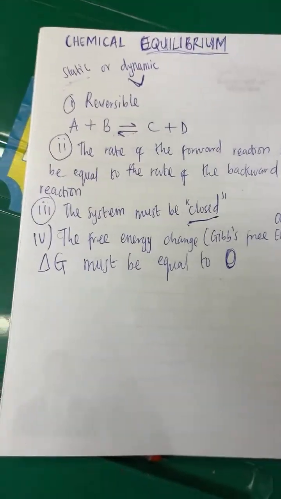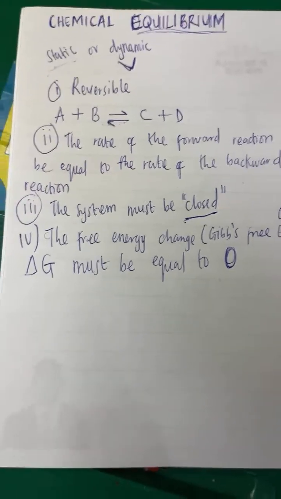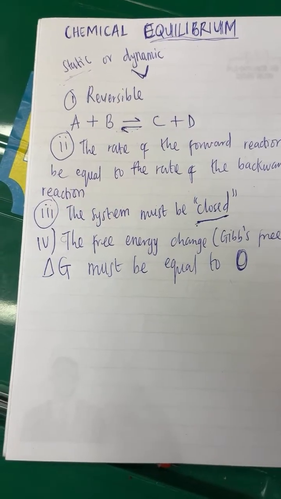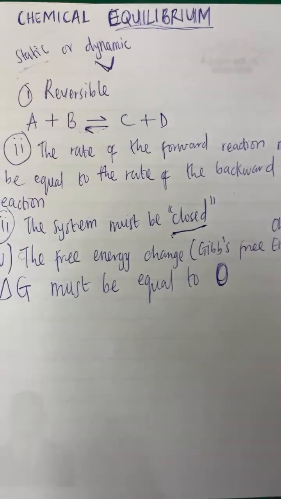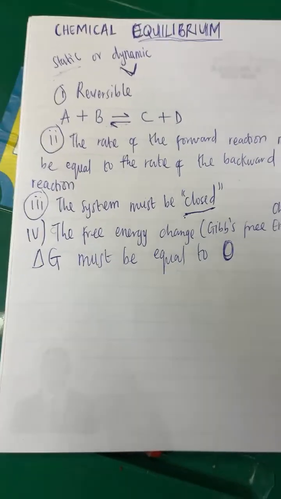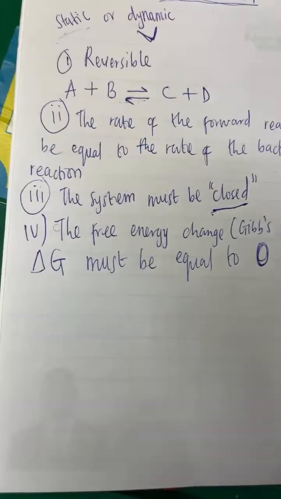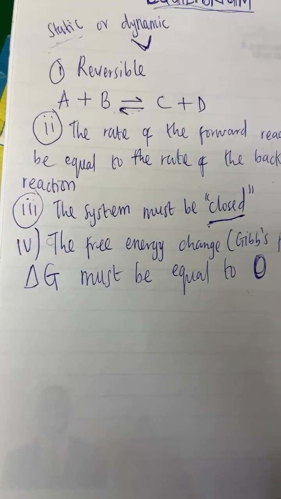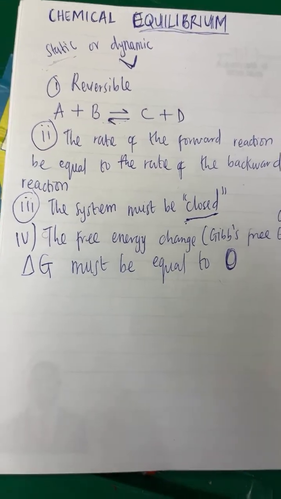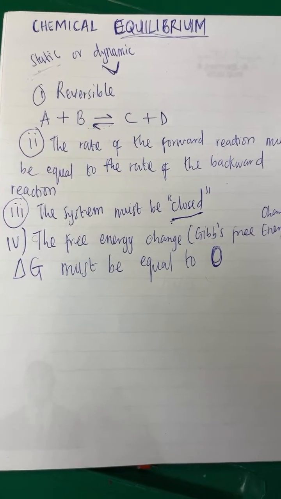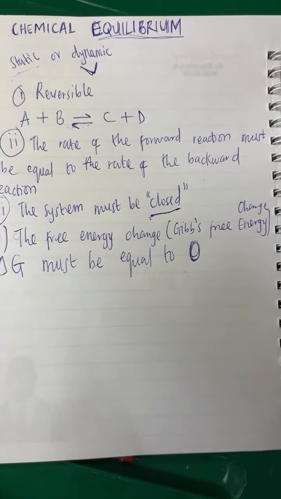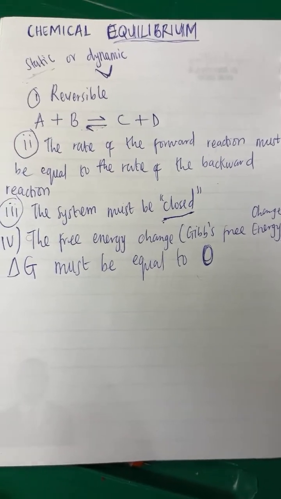So if they ask you in your Jamb exam, or let me ask you myself now: the delta G, or the Gibbs free energy change, for a reaction at equilibrium is what? What will be your answer if they ask you that kind of question?